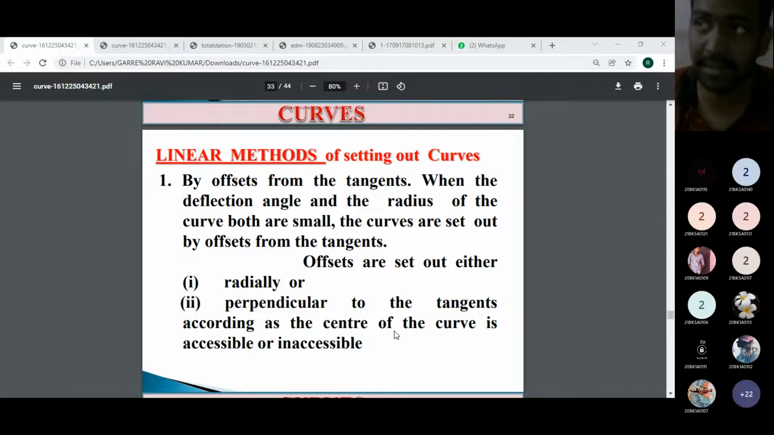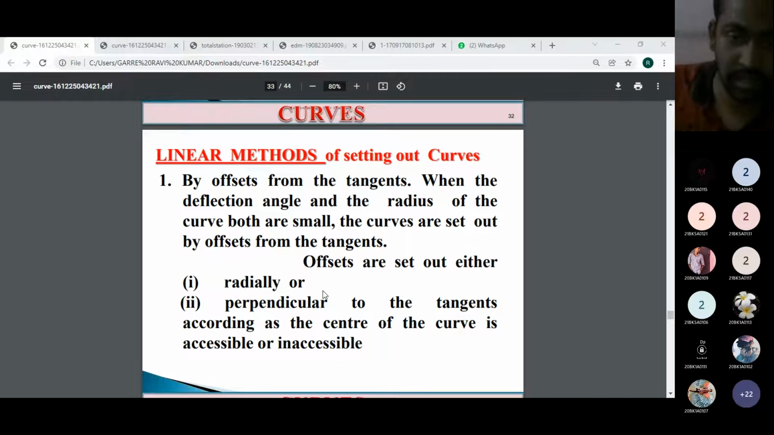So that line can be called the offset line here. By drawing offsets to the chord or by drawing offsets to the tangent, we can set out a curve on the ground or field itself.